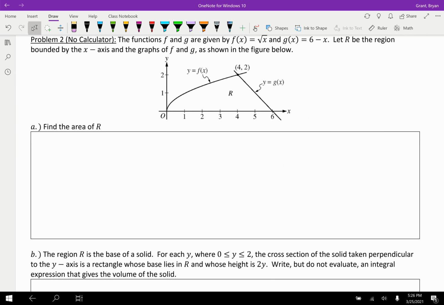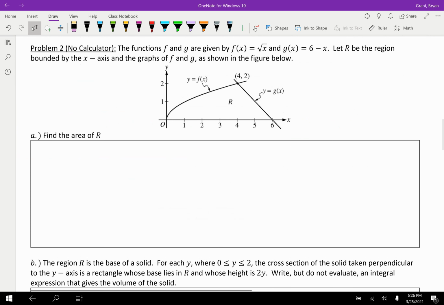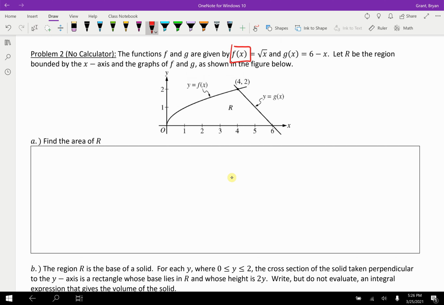Functions f and g are given there. It's no calculator this time. I might as well highlight in colors what we're dealing with, though. So here is f of x, our beautiful square root function, and then g of x is that 6 minus x, that linear function with a negative slope. R is the region bounded. Cool. Find the area of R.